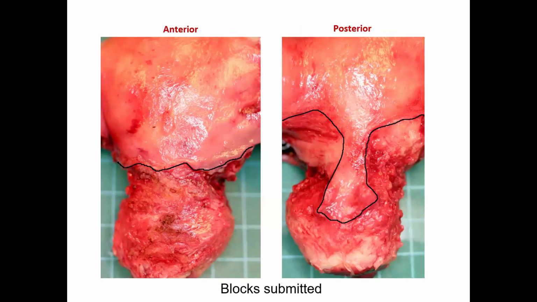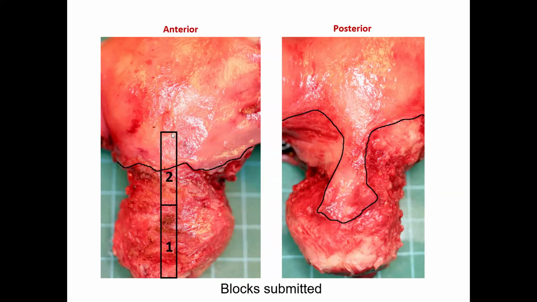So when you receive the uterus like this, how do you submit your sections? Your first block is always this block, which is anterior perpendicular, and it will include the ectocervix and the endocervix. This side of the section is all surgical margin.